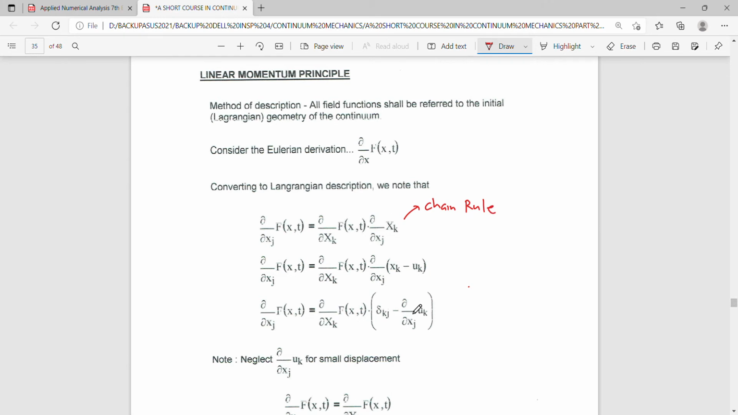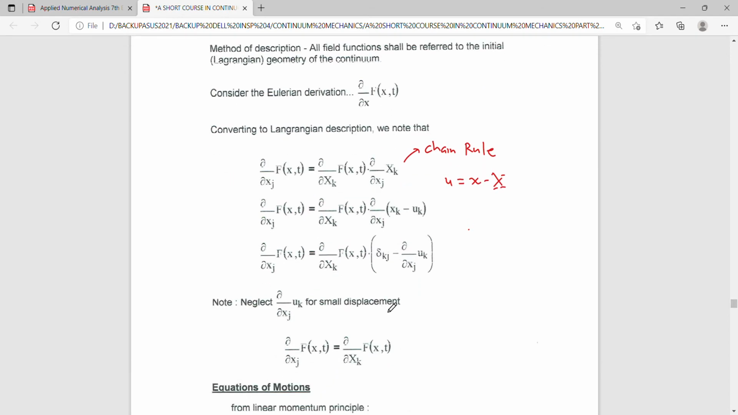and taking note that your capital X is related to your displacement. So we know that the displacement is simply small x minus big X. Okay, so if we want to get the big X, we simply get this one, small x minus u. Okay, and some transformation on the partial derivative of a vector of position with respect to itself is simply an identity matrix here.